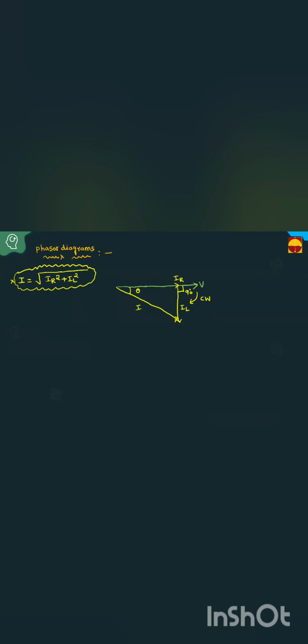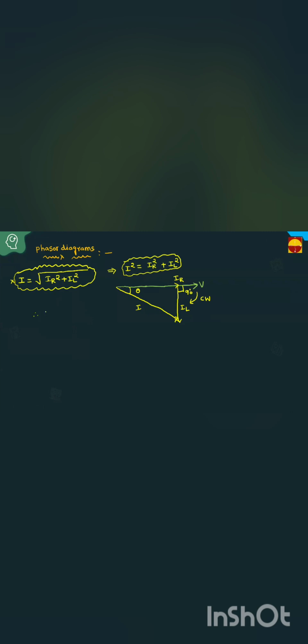That is voltage. Here, in the parallel circuit, the current is divided. Then I equals the square root of IR square plus IL square. You can also write it like this, squaring on both sides: I square equals IR square plus IL square. That is one observation, the resultant current in a parallel RL circuit.